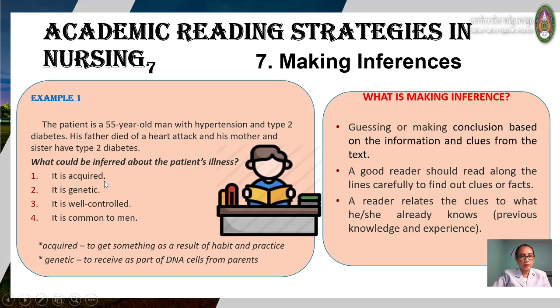Choice 1, it is acquired. Choice 2, it is genetic. Choice 3, it is well controlled. Choice 4, it is common to men. What you can see there is that you have to take note of the options. Acquired means to get something as a result of habit and practice. This is a vocabulary word. Genetic is to receive as part of DNA cells from parents.